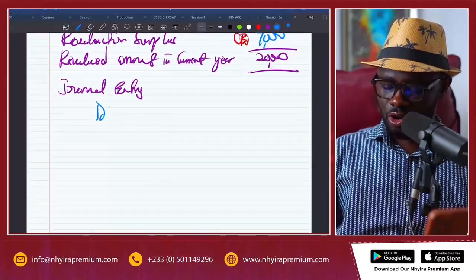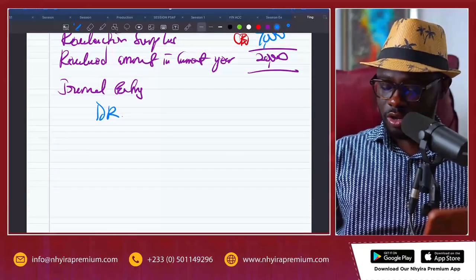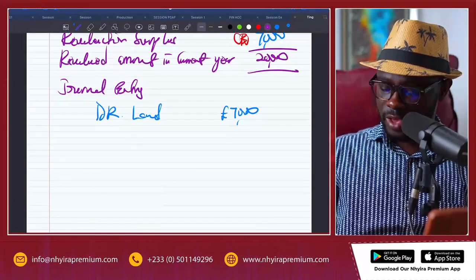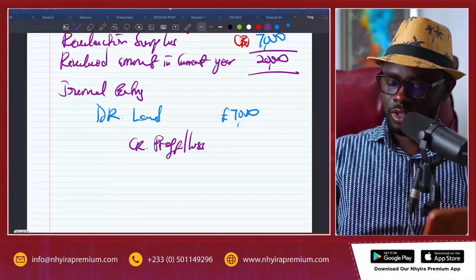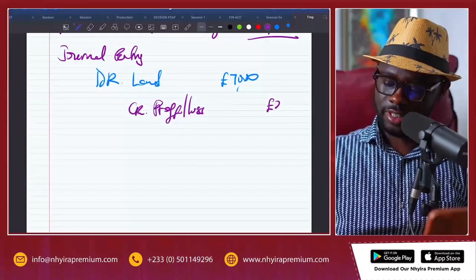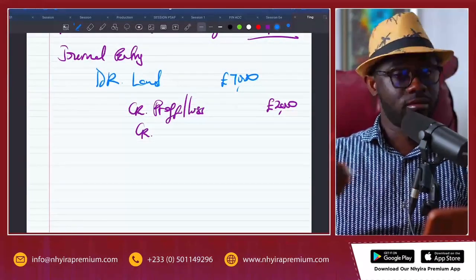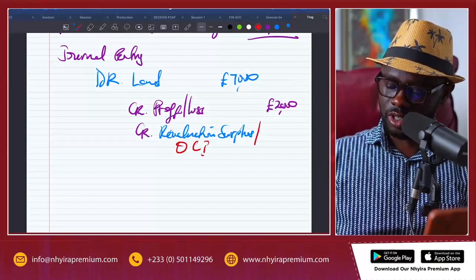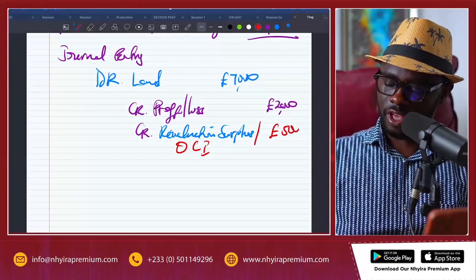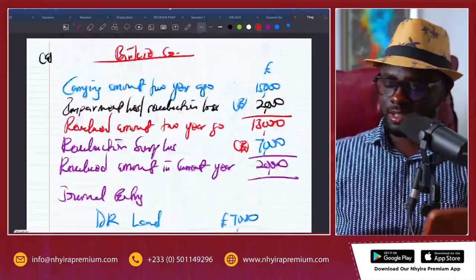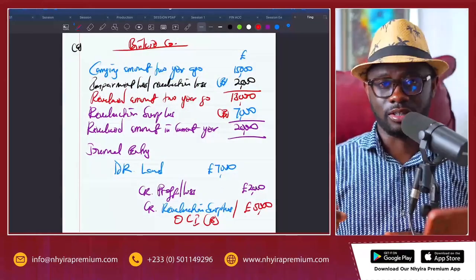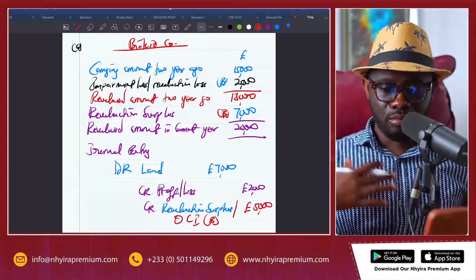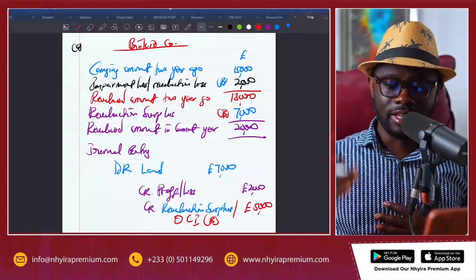Yes, the asset is going up in value. So we're going to be debiting the land with £7,000. But we'll first credit profit or loss with the 2,000, right? Then the balancing figure is what we will take to revaluation surplus, which will go on the face of the statement of financial position, or OCI, 5,000. This is the answer to the question. So again, principles you apply. This is very important.